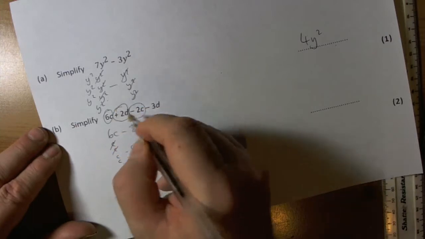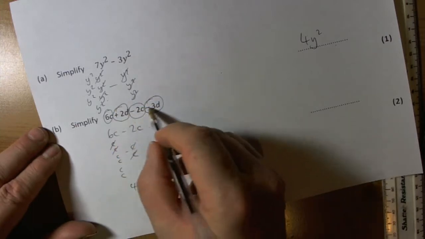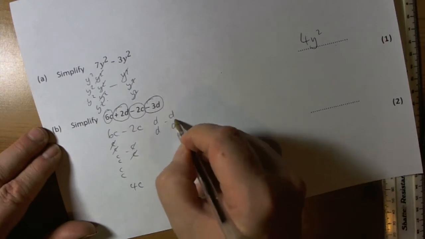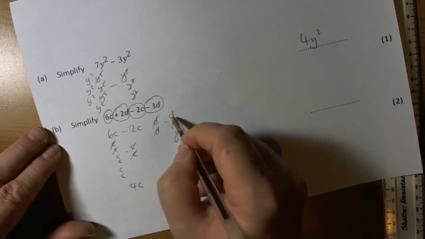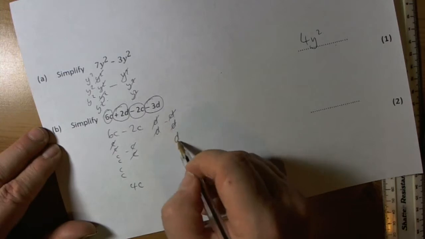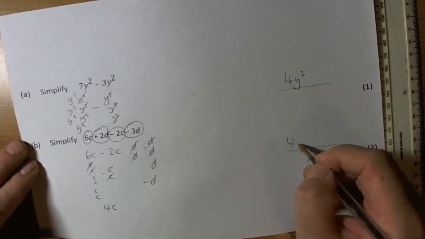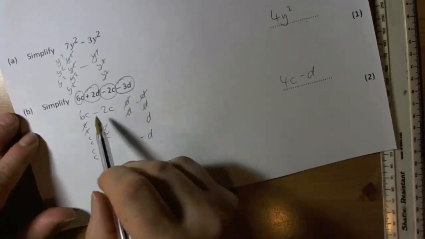And then we deal with the other terms. Well, we've got a 2d, take away a 3d. So we've got d d, and we're trying to take away a d, a d, and a d. Well, d d, take away d d d, leaves us with a minus d. So we're left with a take away d. So the answer here will be 4c, take away d.